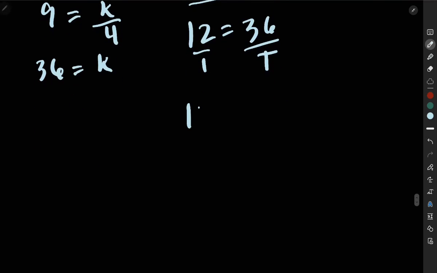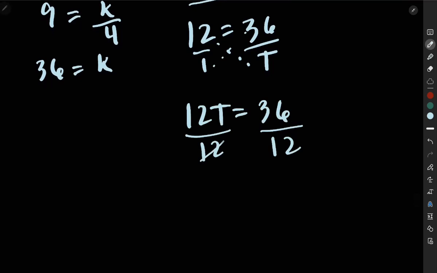12 times t is 12t. 36 times 1 is 36. We just cross multiply this. 12t divided by 12, because that is what we are after. The t will be solved. So we want the t to be alone here in this side. Okay, so let's erase this first. T equals 36 divided by 12. That is 3.